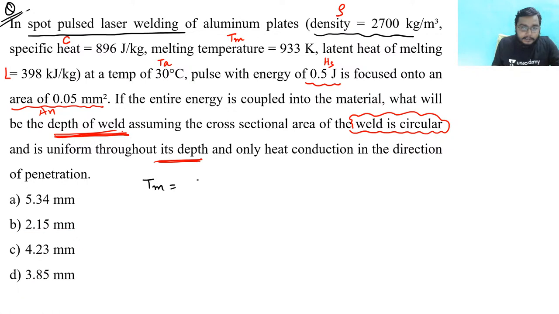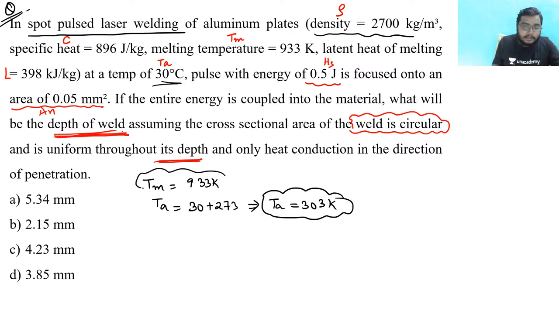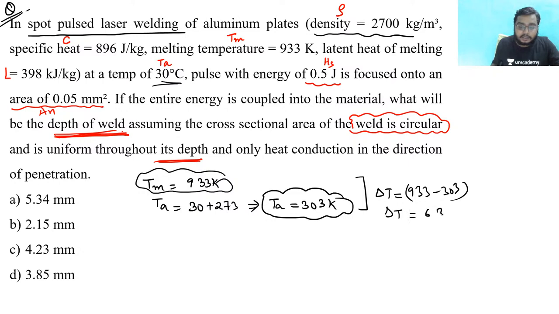Melting temperature is given as 933 Kelvin, and ambient temperature is given as 30 degrees Celsius. So convert it into Kelvin also, so the ambient temperature would be 303 Kelvin, clear. So this is the ambient temperature, this is the melting temperature. What is the temperature difference? Is it 933 minus 303, so delta T would be 630 Kelvin. Fine, so we have calculated this, use these things. So change in the temperature is this.